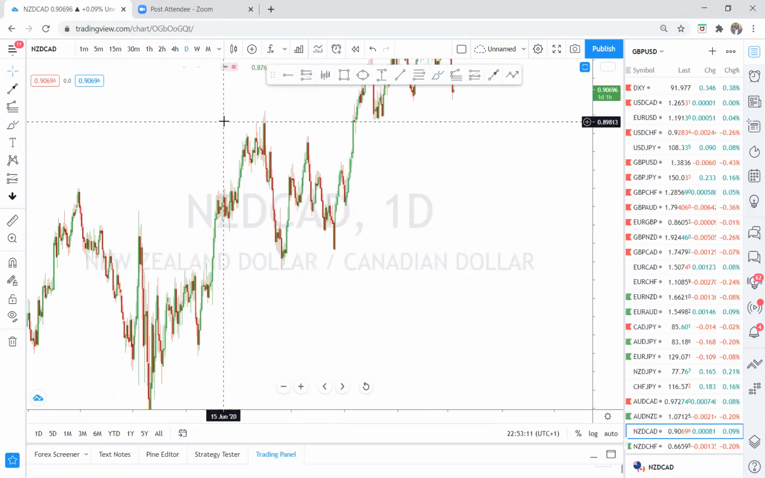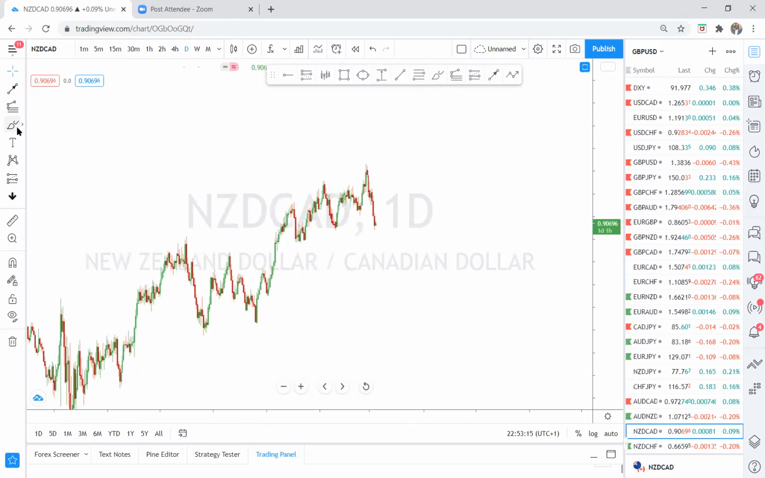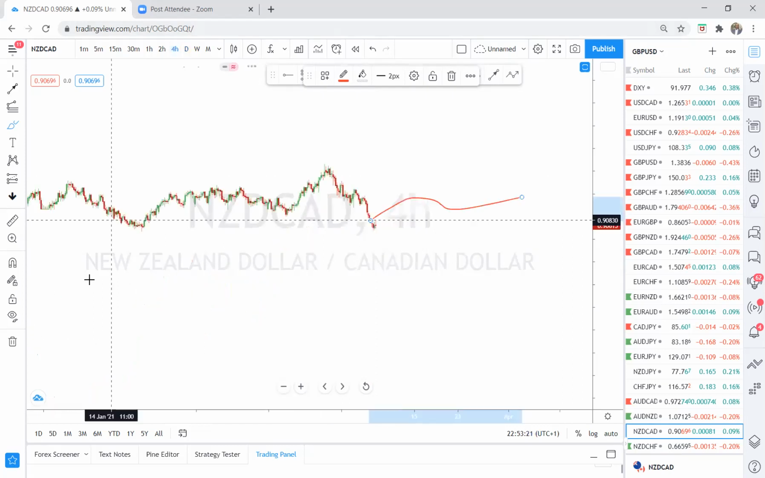NZD card. Okay, at this level, what are we expecting from NZD card? We want a corrective structure here. Let's go to 4 hours.